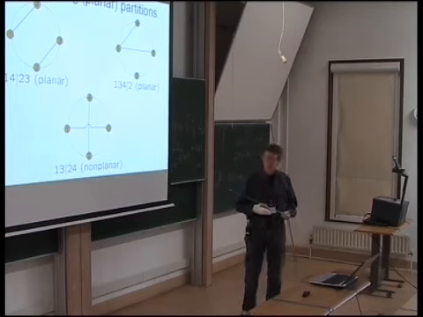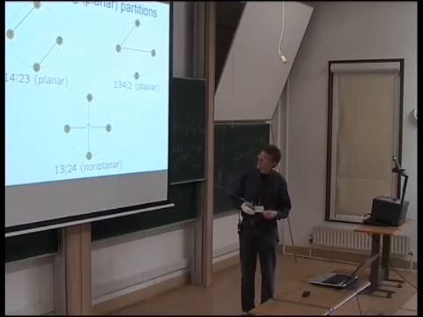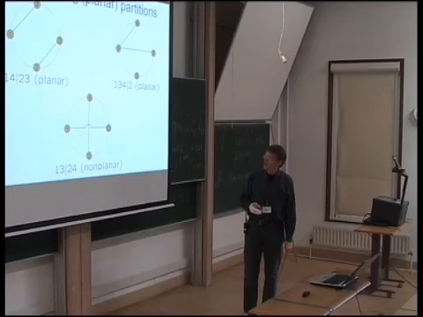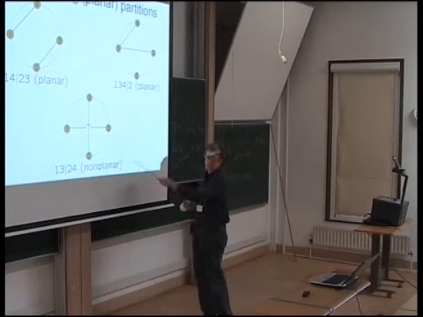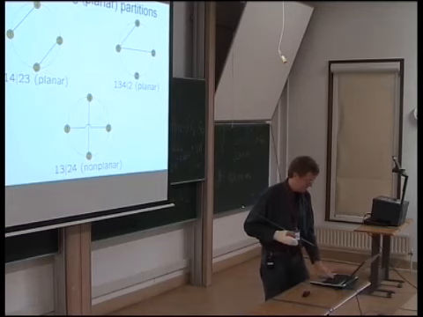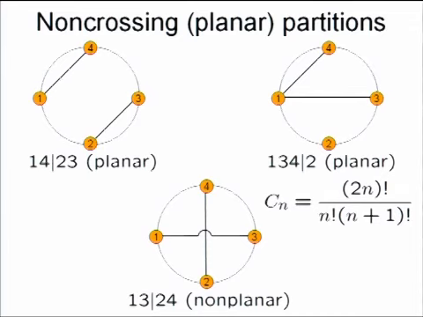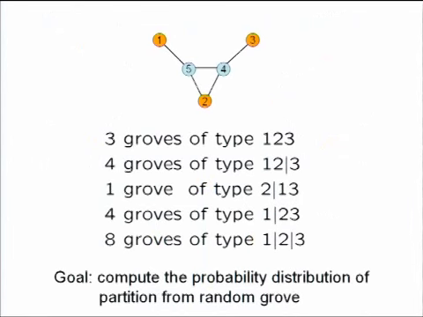Okay, and since we're looking at partitions and the graph happens to be planar, that tells us that any partition that we see is going to be non-crossing. So we'll never see this in a circular planar graph. And of course, the number of these things is given by the nth Catalan number. These are the number of groves of the different types, and we want to be able to compute these.